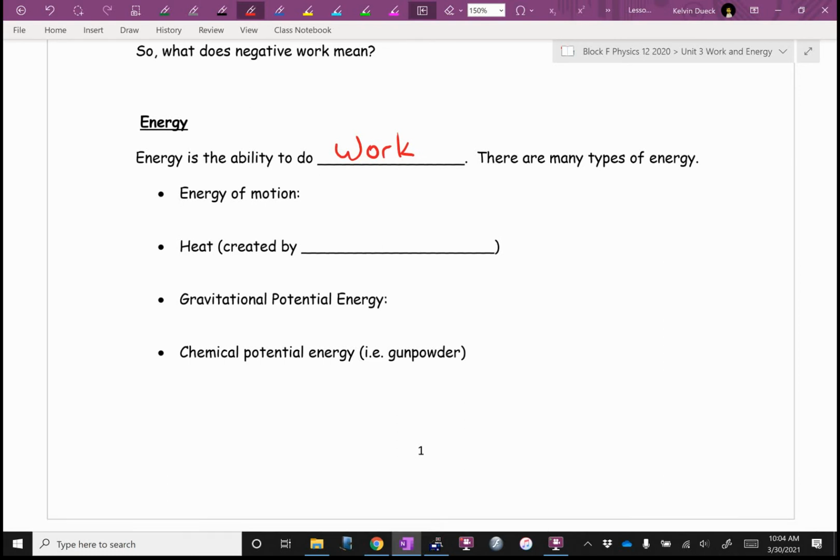if I take this bowling ball and I drop it on Alex's head, when it hit him, would it apply a force over a distance? Does it have the ability to do work? So does it have energy? Yes. Okay. Energy is a tricky concept because you can't exactly see it. You have to realize that it exists.